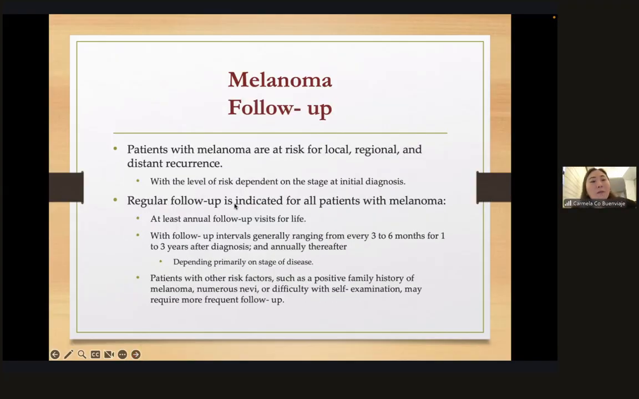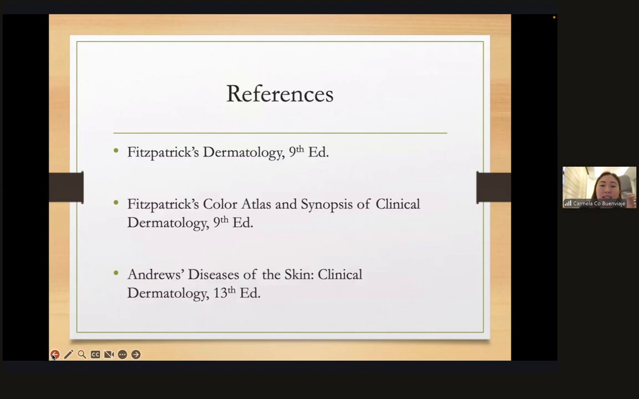Okay, so for follow-up, patients with melanoma are at risk for local, regional, and distant recurrence, with the level of risk dependent on the stage at initial diagnosis. So regular follow-up is indicated for all patients with melanoma, at least annual follow-up visits for life, with a follow-up interval generally ranging from 3 to 6 months for 1 to 3 years after diagnosis, and then annually thereafter. Patients with other risk factors, such as positive family history, numerous nevi, difficulty with self-examination, would require more frequent follow-up. Okay, so that was my last slide, and my references are these.